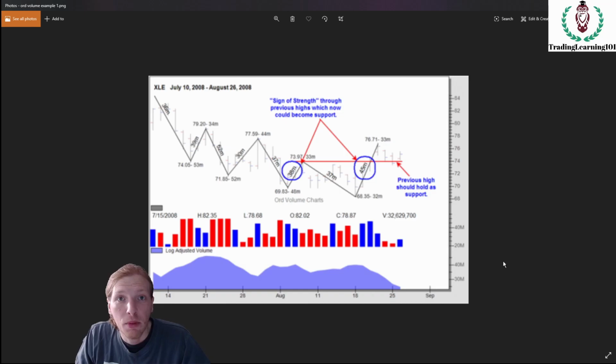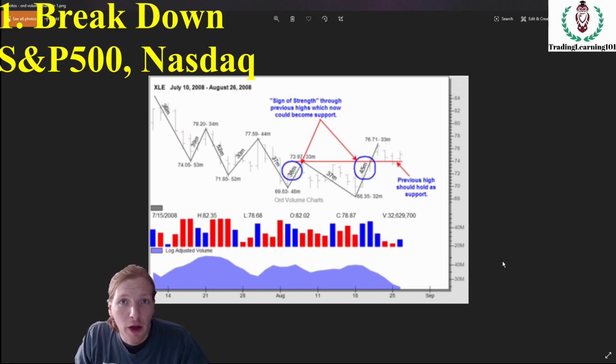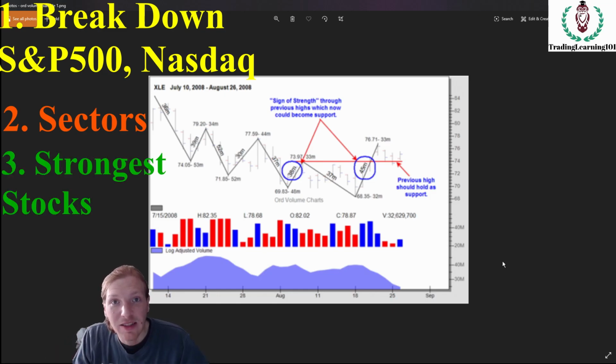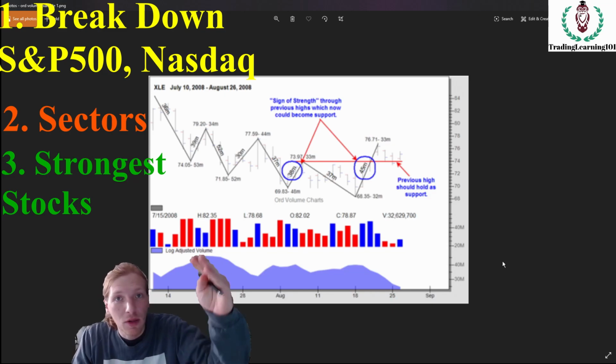He shows you in this book how he picks stocks to trade. First, he breaks down the S&P 500 and the NASDAQ, and if the S&P 500 and the NASDAQ are bullish, he will trade. If he thinks it's bearish, he will wait on the sidelines. If it's bullish, then he'll move on to the sectors, and he'll look at all the sectors and break down which sectors are the strongest. And then from those sectors, he will pick the strongest stocks in those sectors. That's how he trades, breaking it down layer by layer.